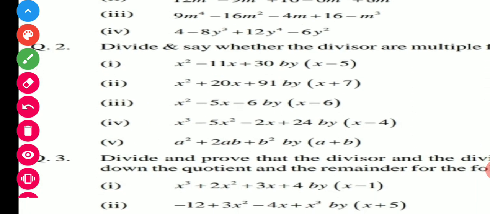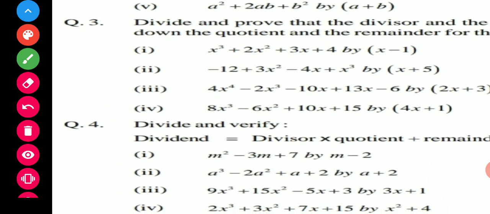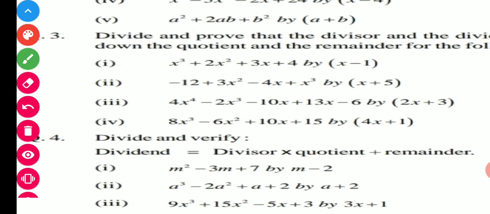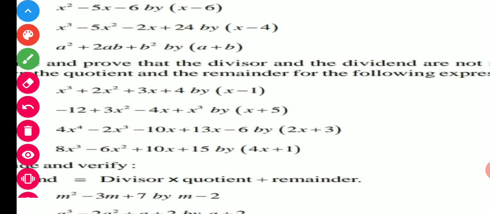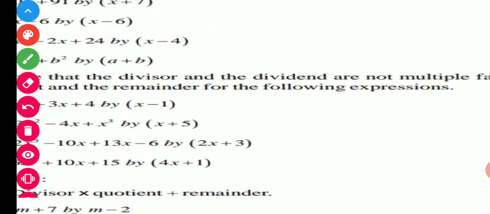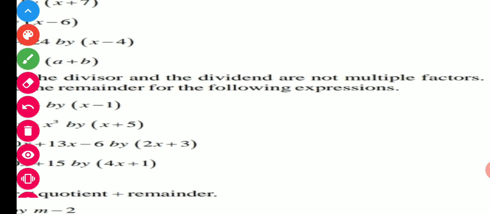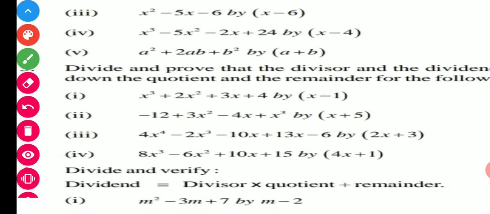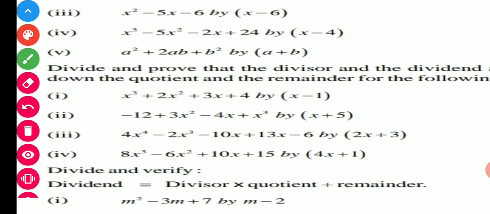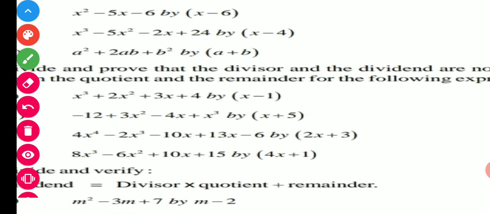Now come to the third question. Divide and prove that the divisor and the dividend are not multiple factor. Write down the quotient and the remainder for the following. आपको इसमें रिमाइंडर भी लिखना है और quotient भी लिखना है.